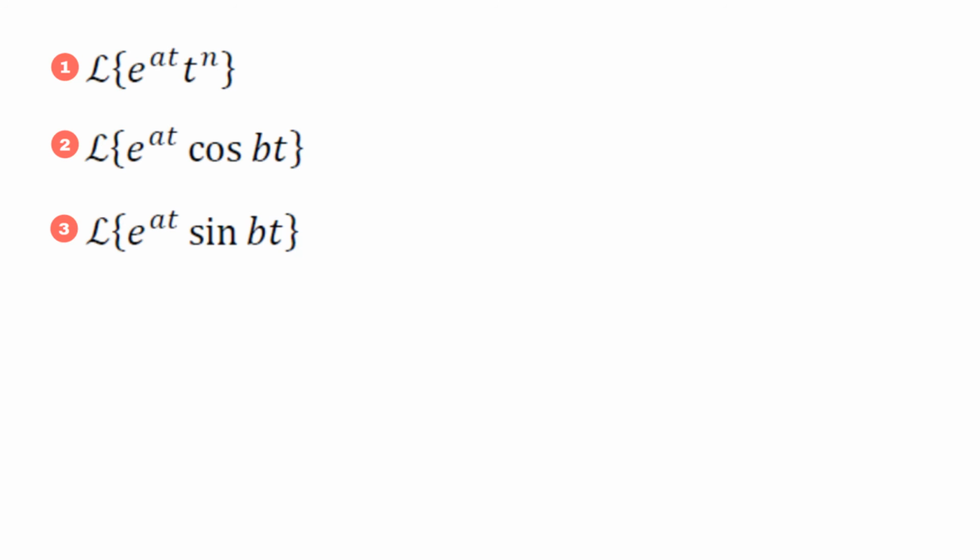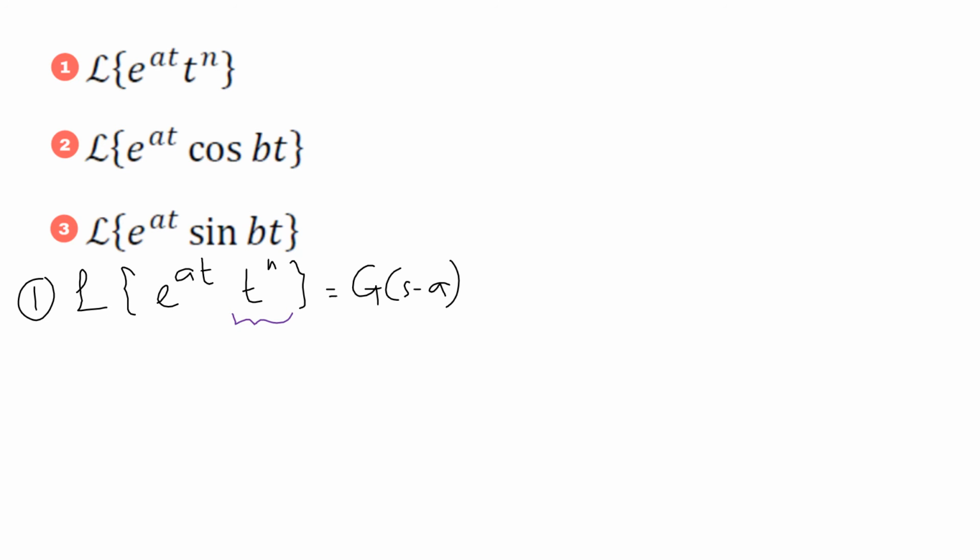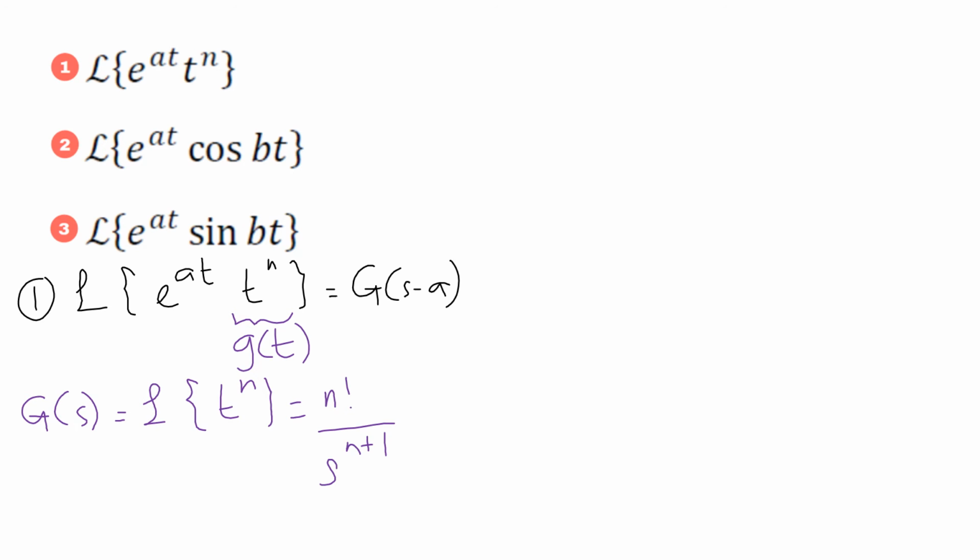Alright, let's try to solve the first question, where you need to find the Laplace of e to the power of at times t to the power of n, and we know that this is equal to G(s minus a). Right, and t to the power of n here is g(t). So next, we need to find G(s), the Laplace of t to the power of n, and this equals n factorial divided by s to the power of n plus 1. How do you know that? From the table of Laplace transforms.